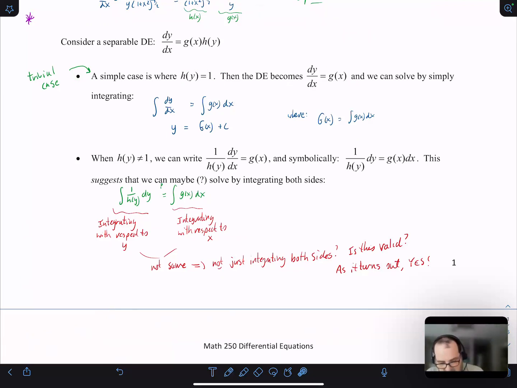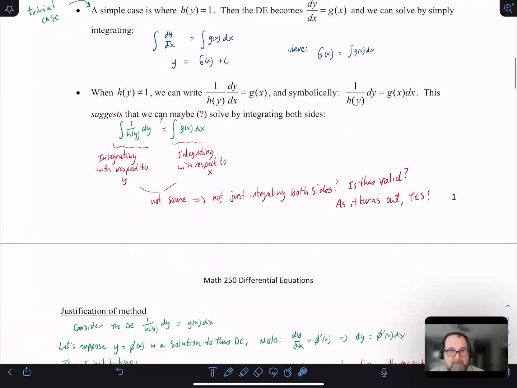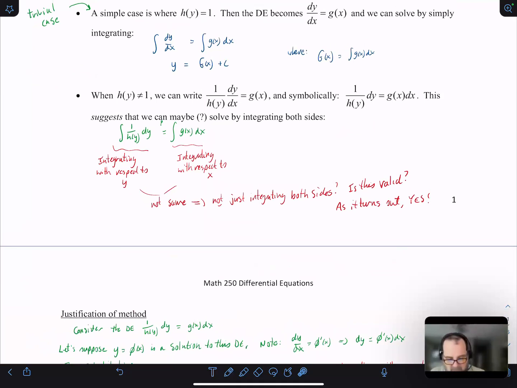Yes, you can integrate on both sides, and we would get y equals big G of x plus c. Of course, a constant is generated. This is our solution family because this constant is generated. So that is kind of a simple case, not really all that important in terms of the method. So the less trivial case, what happens when h of y is not equal to 1?